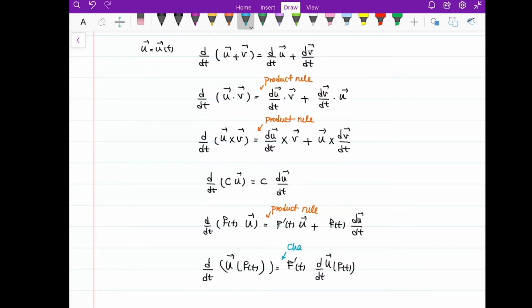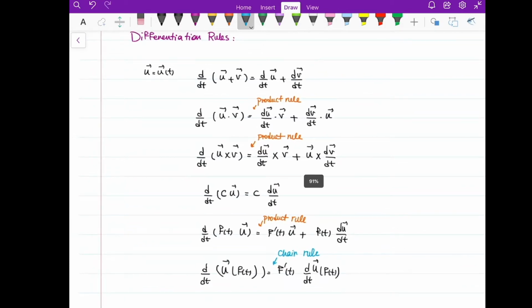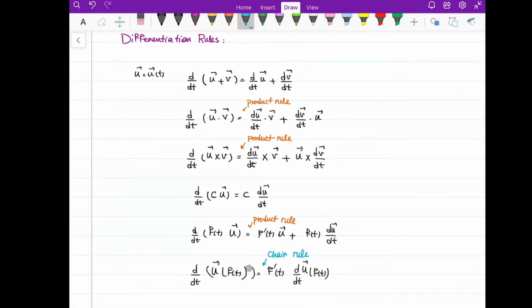This is chain rule. So as you see, these rules are very much similar to where we have a function, except the dot product and cross product. In the cross product, we have the product rule, but I cannot change the order. Okay, let me give you just one quick example.